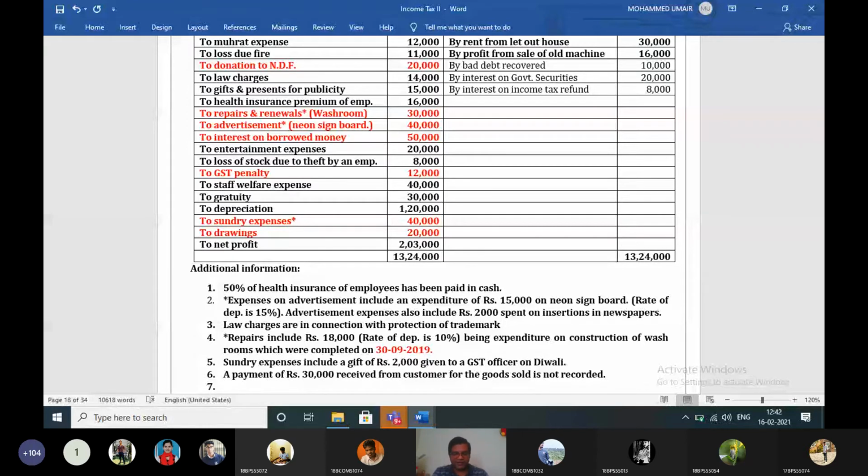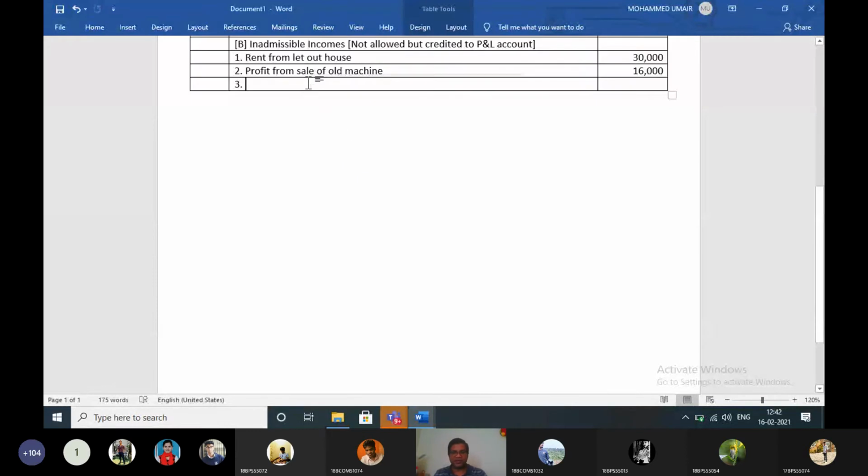Let's make it a little interesting and write one adjustment. 50% of bad debts. So you have to also make a note of it, make a change in your booklet, in your study material. 50% of the bad debts recovered were written off earlier. So what it means is bad debts recovered, 50% was written off earlier, so remaining 50% was not written off earlier. So the amount which is not written off will become inadmissible expense.